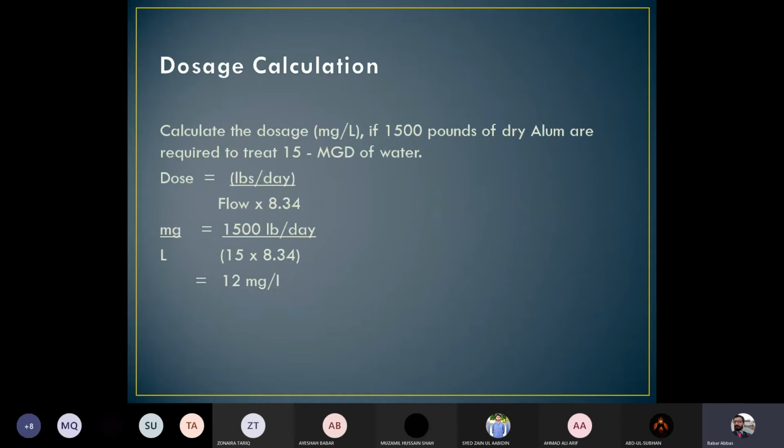1500 pounds per day were being utilized as coagulant in this example, and 15 million gallons per day were being treated, and 8.34 is your conversion unit from gallons to liters. So the total answer comes out to be 12 milligrams per liter. So every liter of water would require 12 milligrams of alum in terms of coagulation.